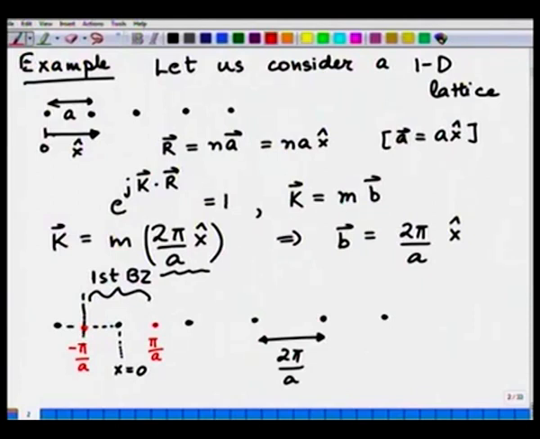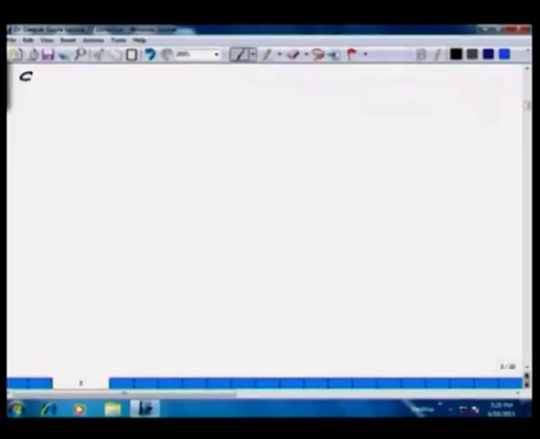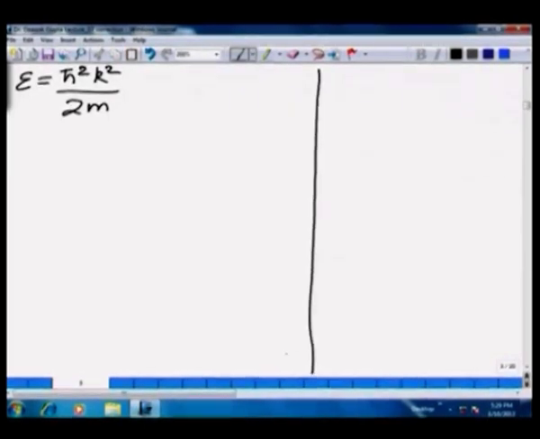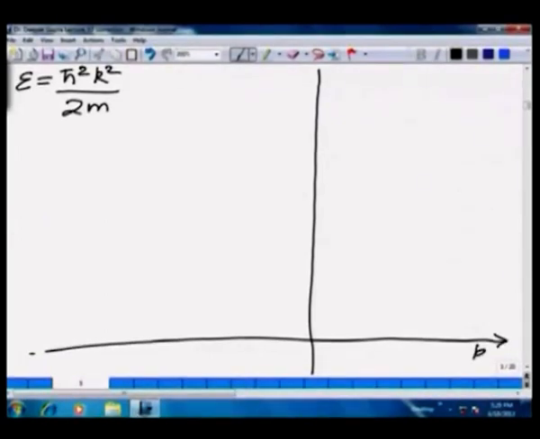Now what that means is that if I want to plot the E versus k diagram, let us say E varies as h square k square by 2m. Now of course the problem is straightforward, since k is only in one direction. So I can always plot E versus k like this. I can take E versus k, and let us say this is k, which is simply the x direction essentially, or k x direction if you wish.